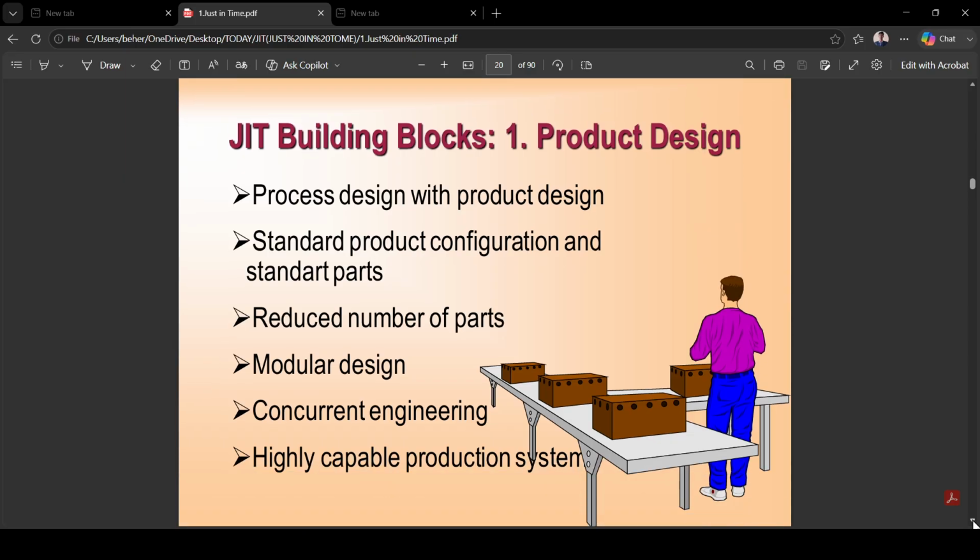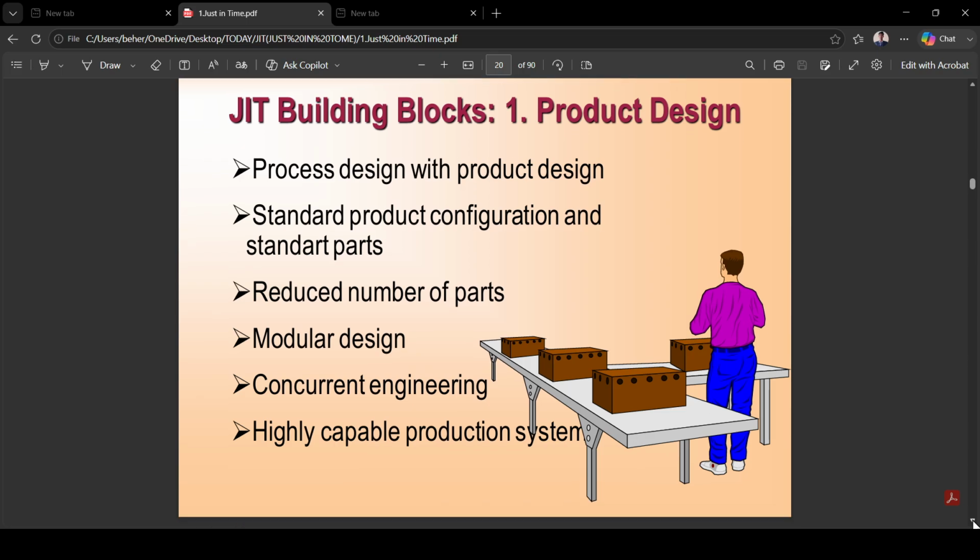JIT building block 1, the first one, is product design, process design with product design: standard product configuration and standard parts, reduced number of parts, modular design, concurrent engineering, highly capable production system.